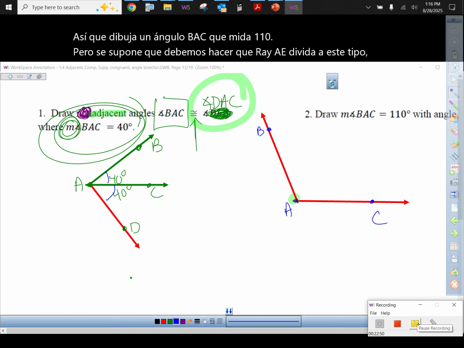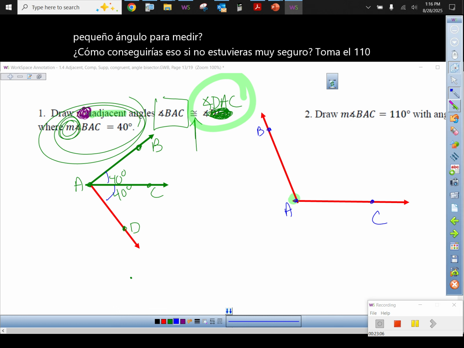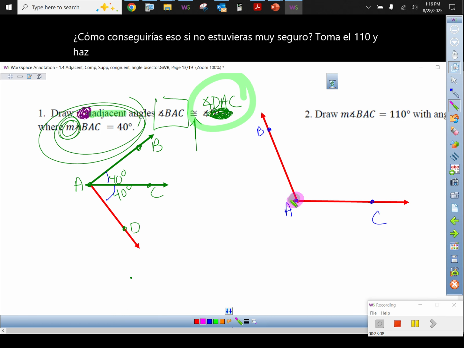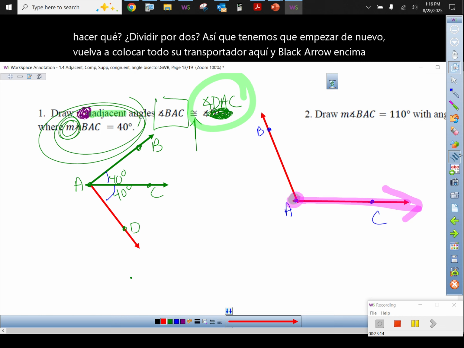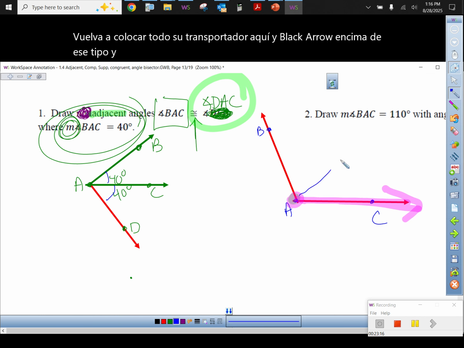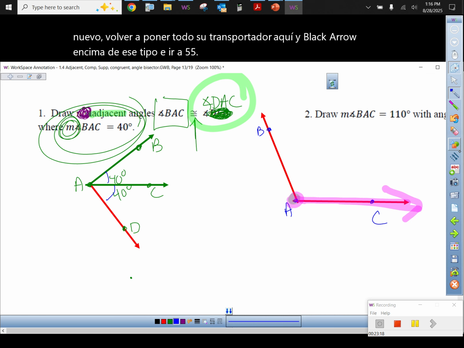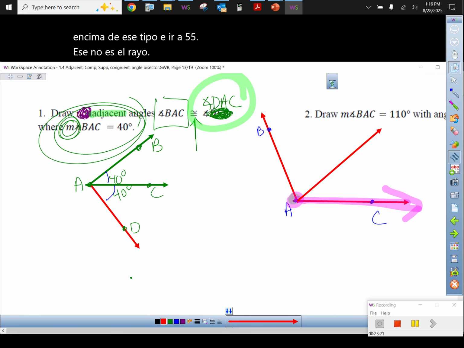But we're supposed to have ray AE bisect this angle. If the whole thing's 110, and I want to cut it into two equal pieces, what's my new little angle got to measure? How would you get that if you weren't quite sure? Take the 110 and do what? Divide by 2. So then we have to start all over. Put the hole of your protractor back on here, and the black arrow on top of that ray, and go to 55. That's not the ray. And they wanted that to be called ray AE, so I'll put my E right there.